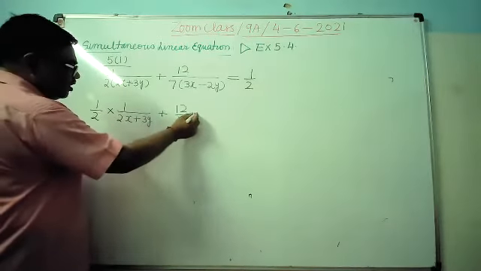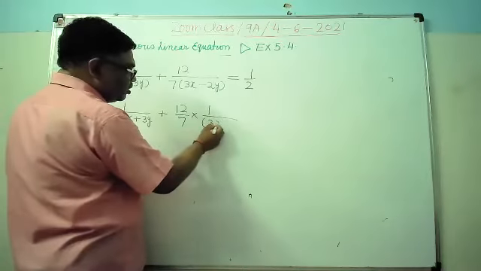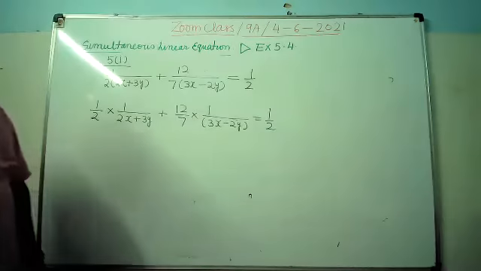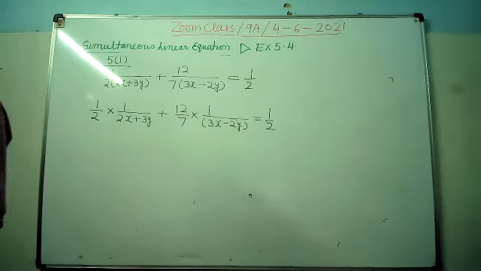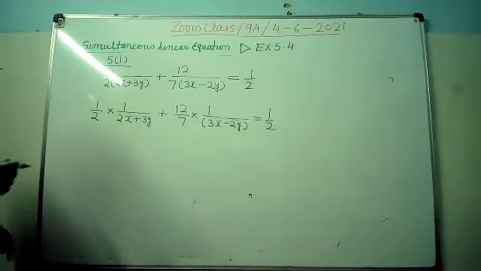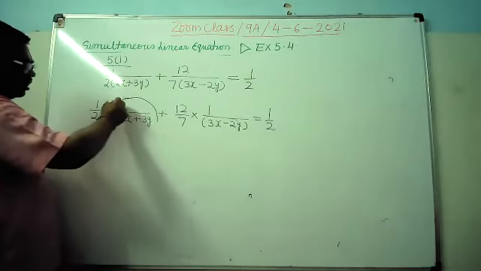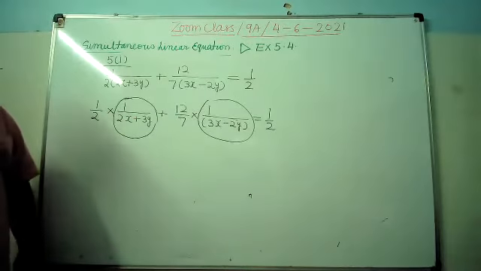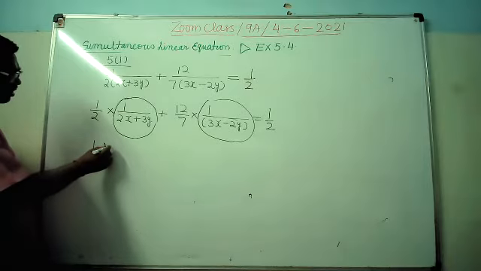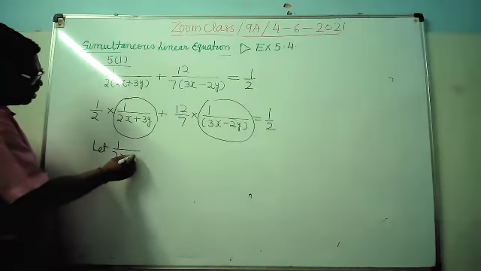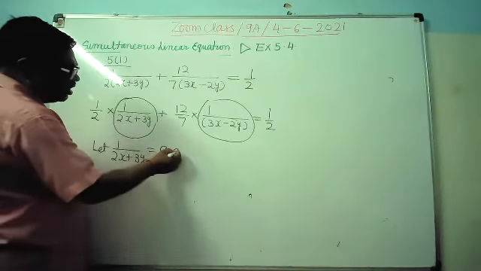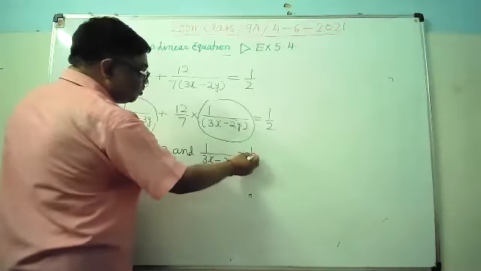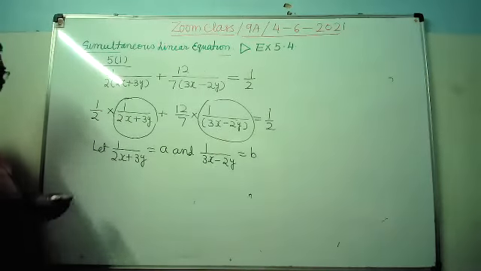12 upon 7 into 1 upon 3x minus 2y equals to 1 upon 2. Now what substitution will you make here? Here we will take this as A, and this as B. Let 1 upon 2x plus 3y equals A, and 1 upon 3x minus 2y equals B.